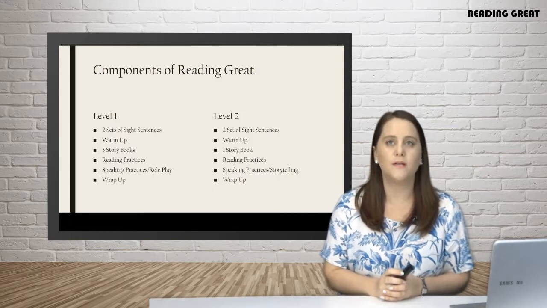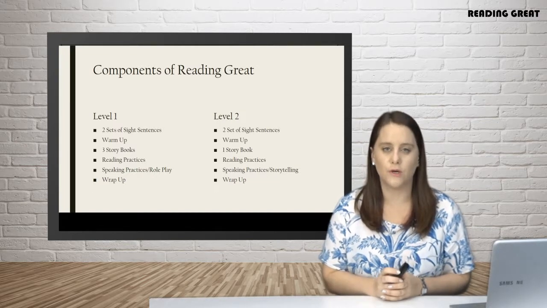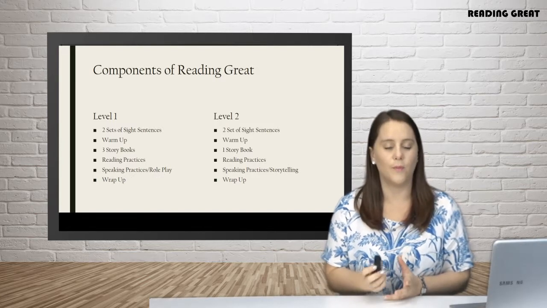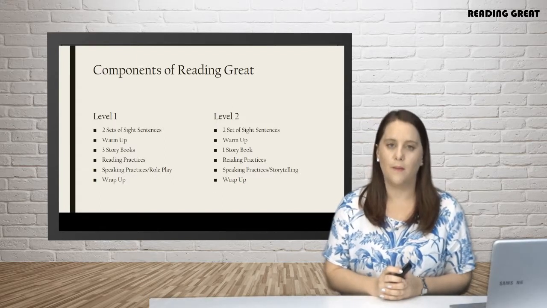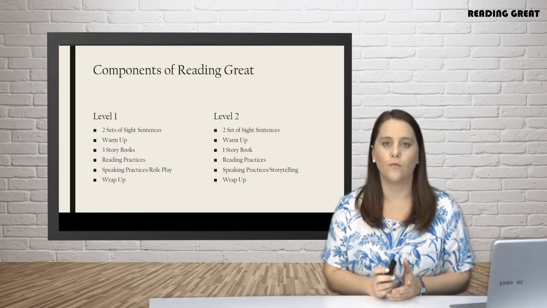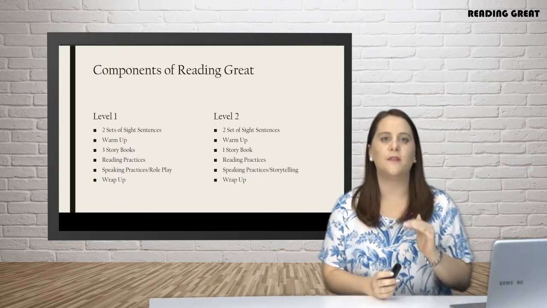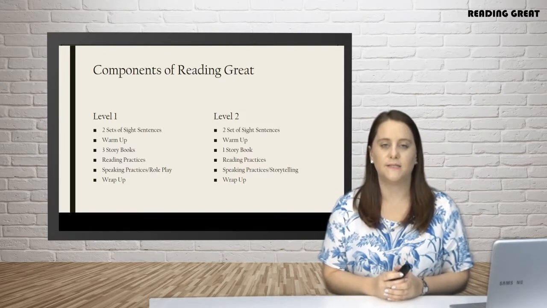Now, the components of Reading Great. Level 1, you have 2 sets of sight sentences, a warm-up, 3 storybooks, reading practices, speaking practices, a role play, and wrap up. Level 2, again, 2 sets of sight sentences, warm-up, 1 storybook, reading practices, speaking practices, storytelling, and wrap up. We're going to break down these components of Reading Great in more detail in the later slides.